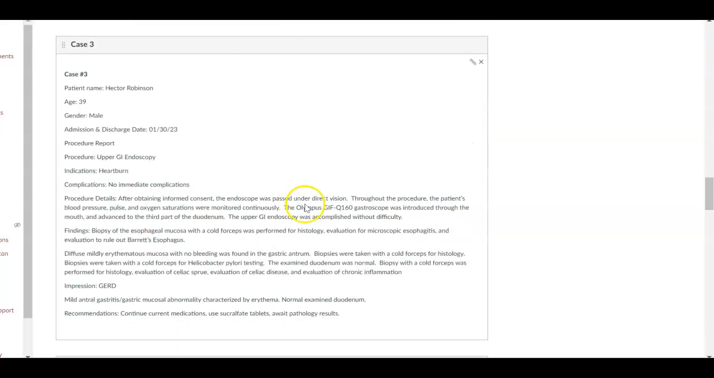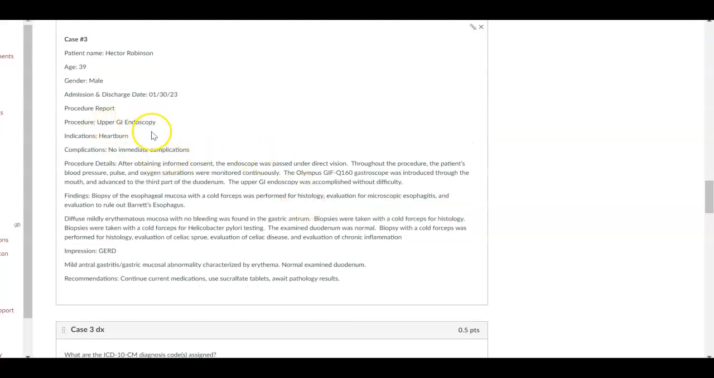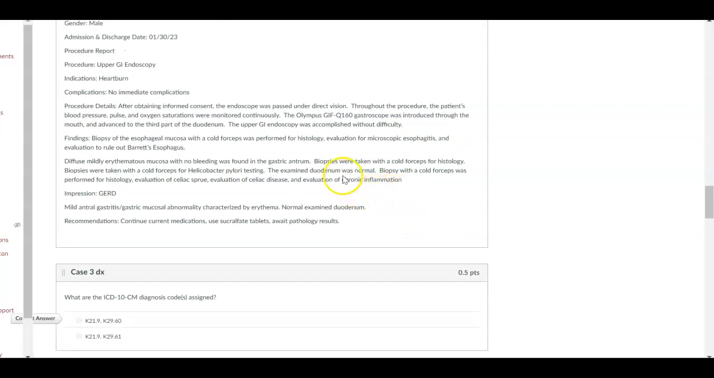So with this, we have upper GI endoscopy, heartburn, no complications. They did an endoscope was passed. The biggest thing here is they did an upper GI endoscopy, which was accomplished without difficulty. They did do a biopsy of the mucosa with cold forceps for histology. They did evaluate the microscopic esophagitis and evaluation to rule out Barrett's esophagus. So we have no bleeding, and biopsies were taken with cold forceps, so we got all that.